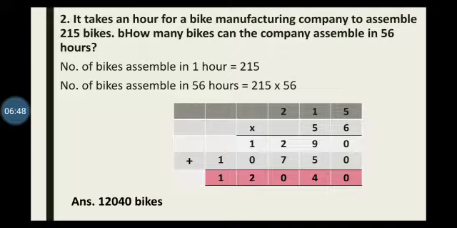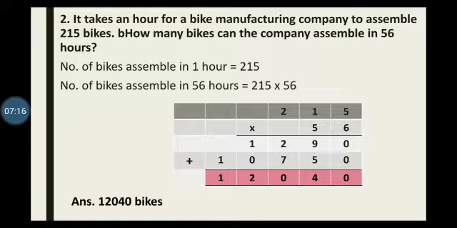So similarly, there is a company which manufactures bikes. In 1 hour, the company is able to assemble 215 bikes. How many bikes can the company assemble in 56 hours? So a simple statement: number of bikes assembled in 1 hour, 215. And we want to find out the number of bikes assembled in 56 hours.